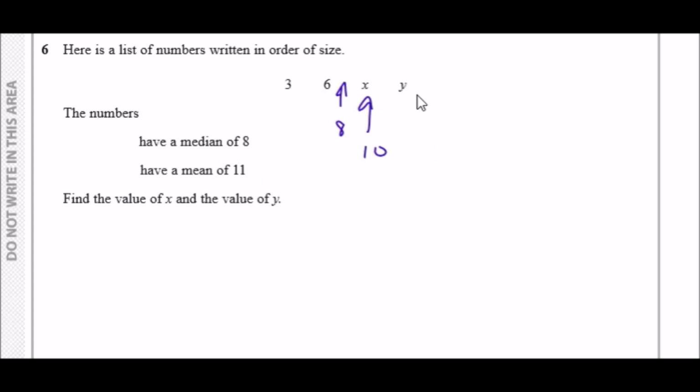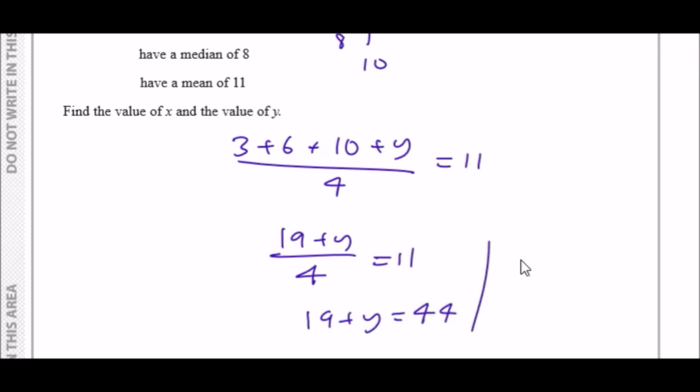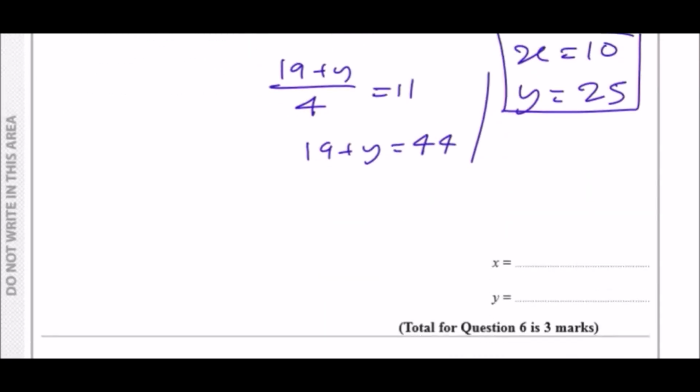So that means the sum of all these numbers divided by the number of numbers, which is 4, must equal 11. So 3 plus 6 plus, now we know it's 10, plus y all over 4 must be 11. If you solve this algebraically, 3 plus 6 plus 10 is 19. So 19 plus y over 4 must equal 11. Multiplying by 4 across, you get 19 plus y equals 44. Subtracting 19, 44 take away 19 is 25. And x we said was 10. And that's it, guys. Here are your answers, 10 and 25.